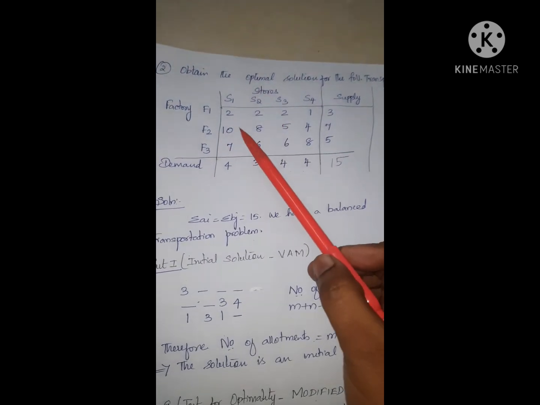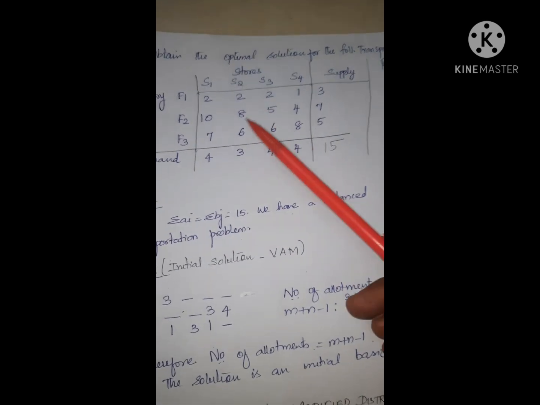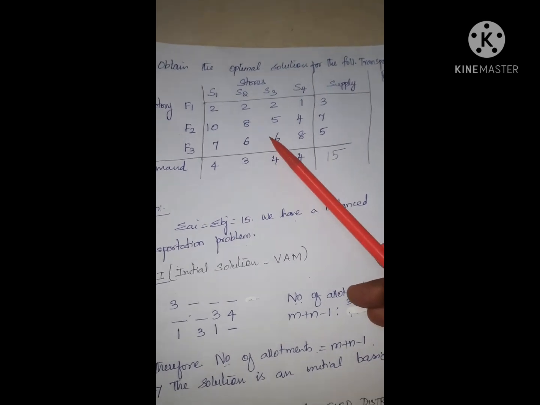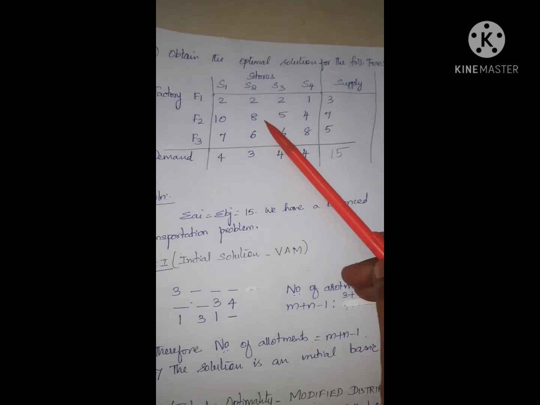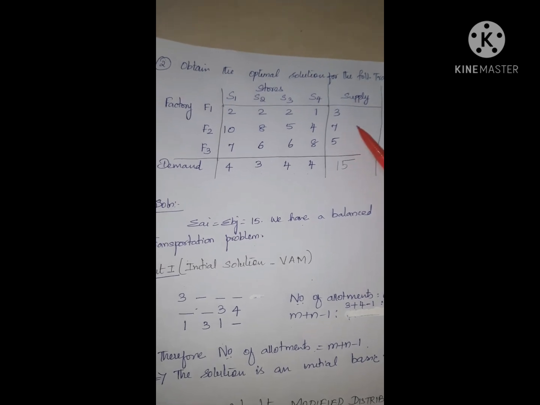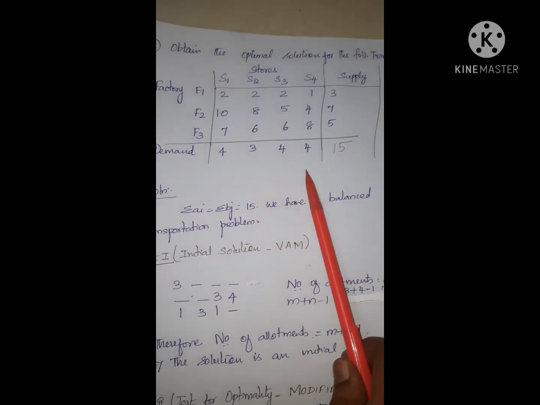So the values inside the matrix, with rows F1, F2, F3 and columns S1, S2, S3, S4, denote the cost values. So this is the cost matrix. And regarding these goods, the number of units that are going to be supplied, and on the other hand the number of units that are going to be demanded, are given as 3, 7, 5, 4, 3, 4, 4.